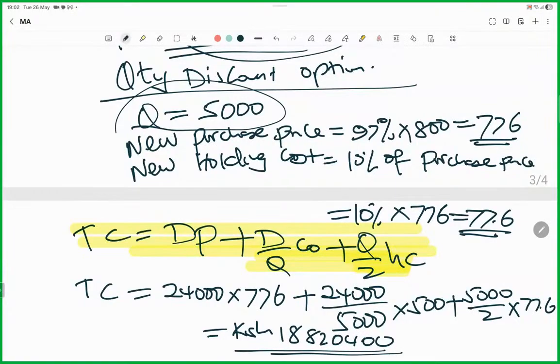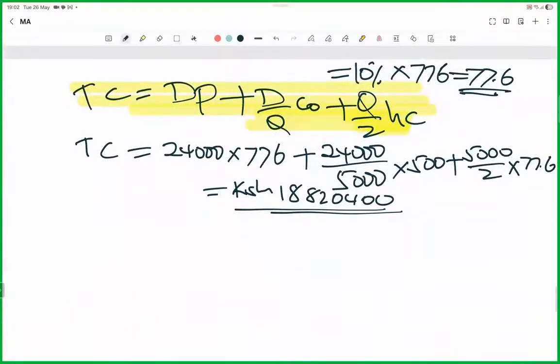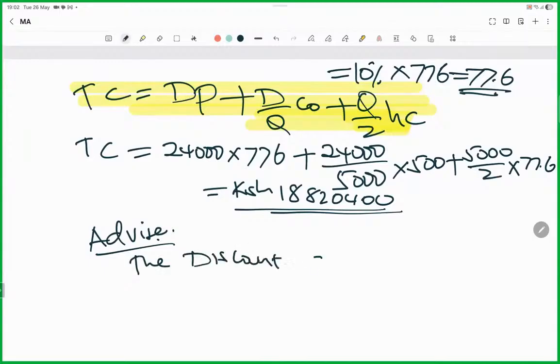Thank you so much. So then, which policy do you think is better? Do we accept the quantity discount or do we work with EOQ? Because we want a cheaper model. We want to minimize our cost. So in this case here, the advice will be, yeah, the discount should be taken. It is a cheaper option. It is the cheaper option. Are we together up to there?